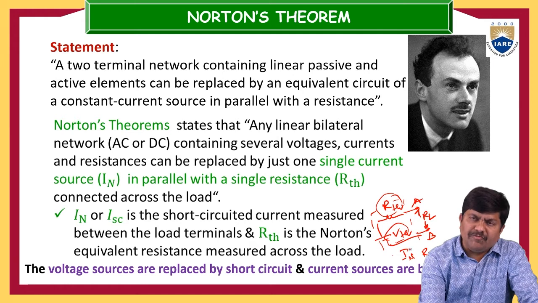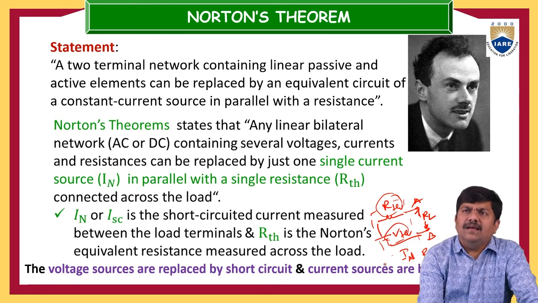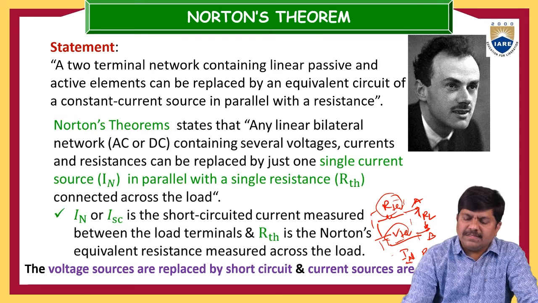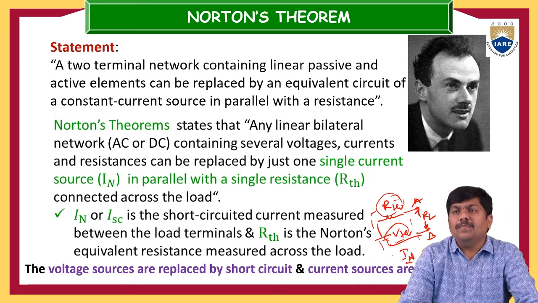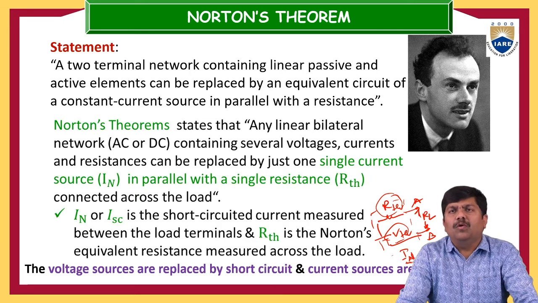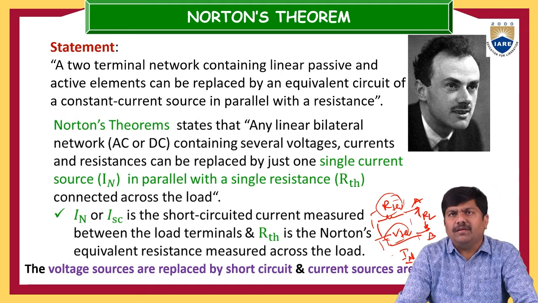So, instead of the voltage source, you represent it by a current source. In Thevenin's, VTH and RTH are connected in series. In this case, IN, the Norton current source, and the Thevenin equivalent resistance should be connected in parallel to each other. These two are parallel to each other and again parallel to the load resistance. That is the only small difference between Thevenin's Theorem and Norton's Theorem.